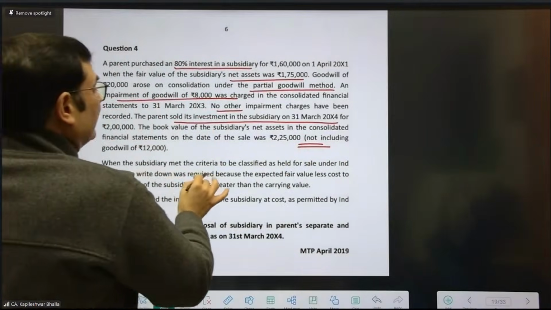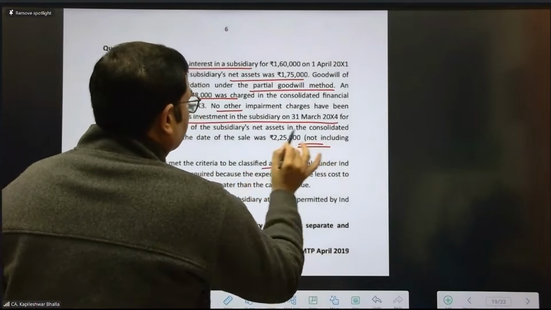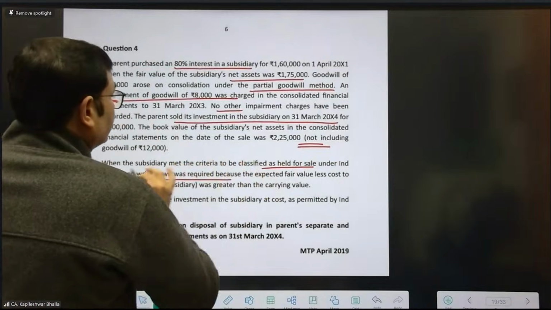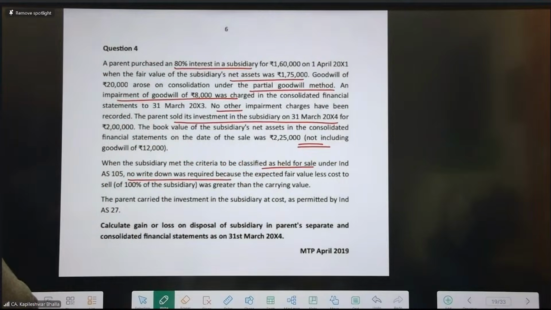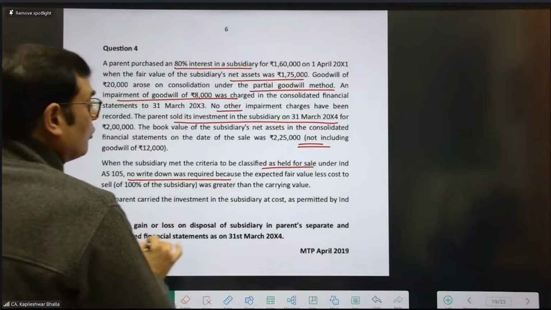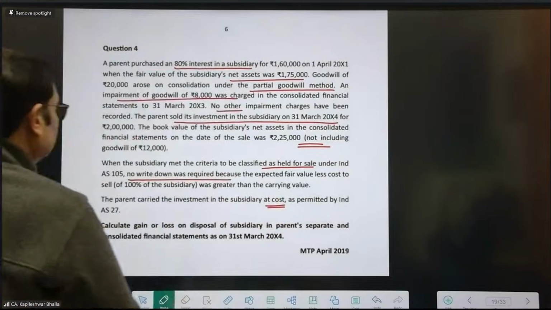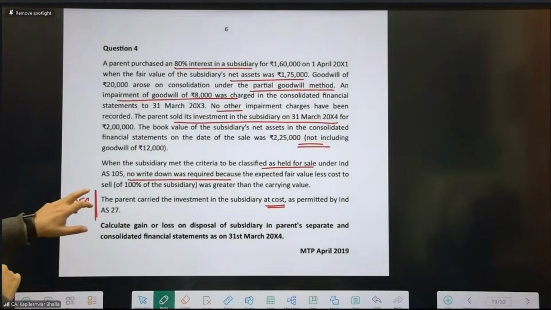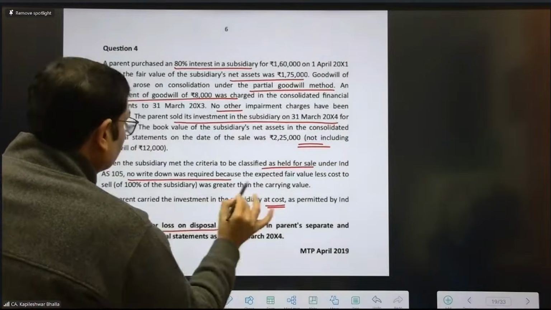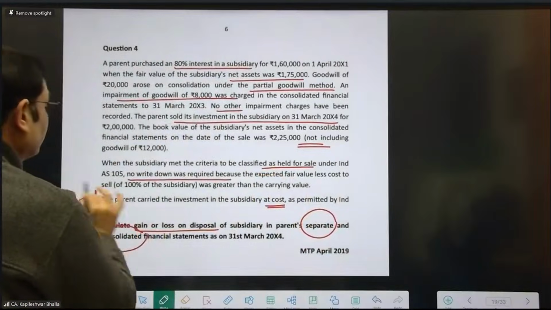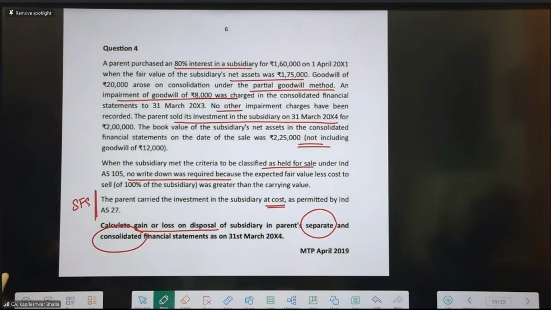When the subsidiary met the criteria for being classified as held for sale under Ind AS 105, no write-down was required because the fair value less cost to sell was greater than the book value. The parent carried the investment at cost, as permitted by Ind AS 27. This is for the purpose of separate financial statements, where the investment is recorded at cost. Calculate the gain or loss on disposal in the separate financials and in the consolidated financials on March X4.